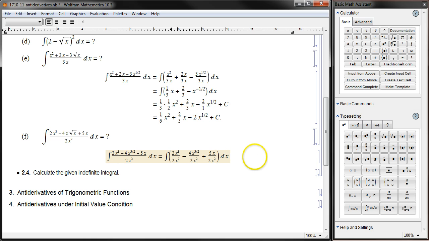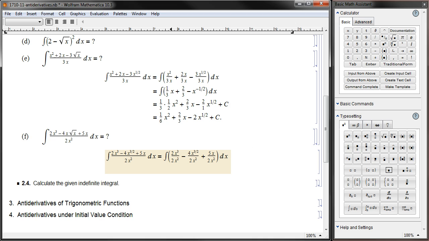Okay, separation complete. Now the separation is done. Let's simplify. Okay, how about the first term?